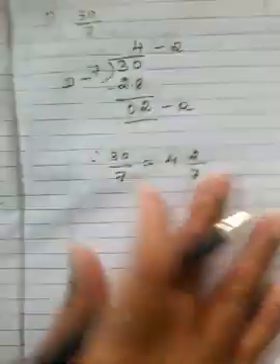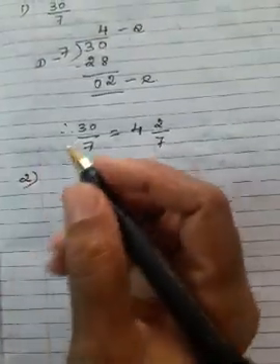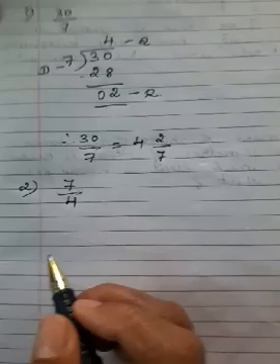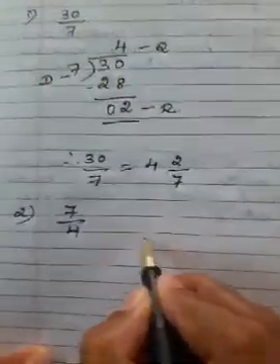Okay, now next, the second one. The second one given here is 7 upon 4. So divide 7 by 4.